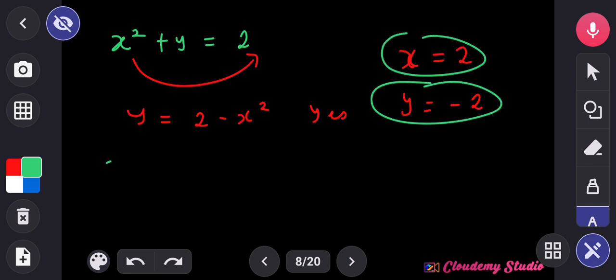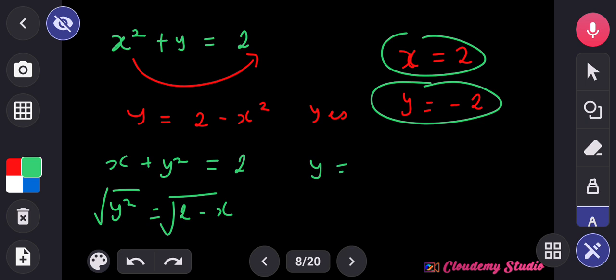But what if it is now x plus y squared equals 2? So I'm going to have y squared equal to 2 minus x, and I'll have to root it. You understand? Therefore, my y will now be equal to plus or minus root 2 minus x. And that is what it means that it is not a function. Why? Because for every value of x, I'll be having two values of y. You understand? So that is what they are trying to say here. It is going to give 2 points.